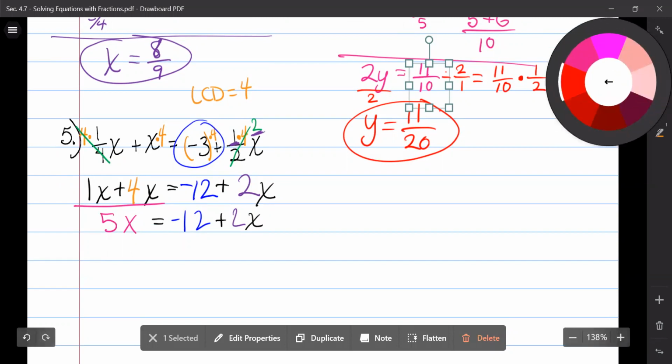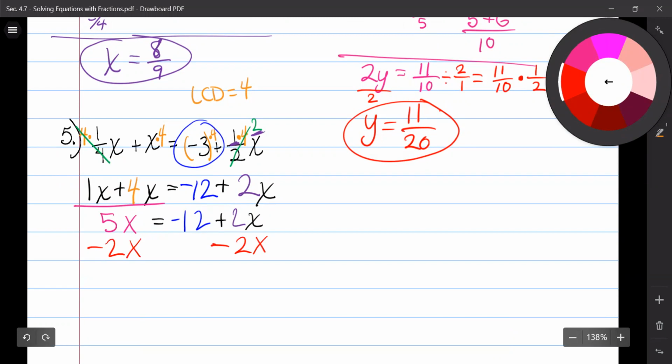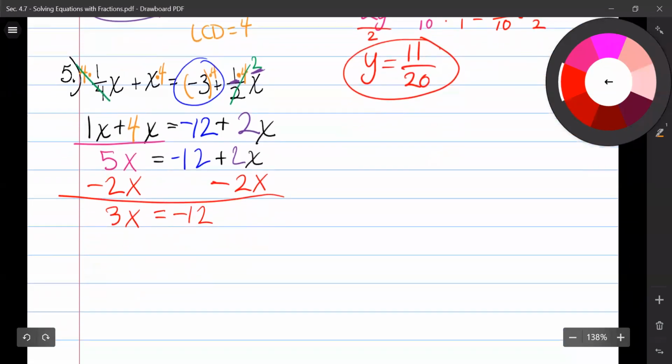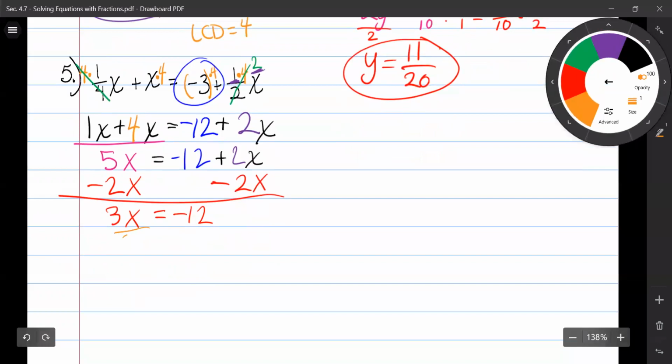All right. So subtract 2x from both sides. And then you have 3x equals -12. And divide both sides by 3. So x equals -4.